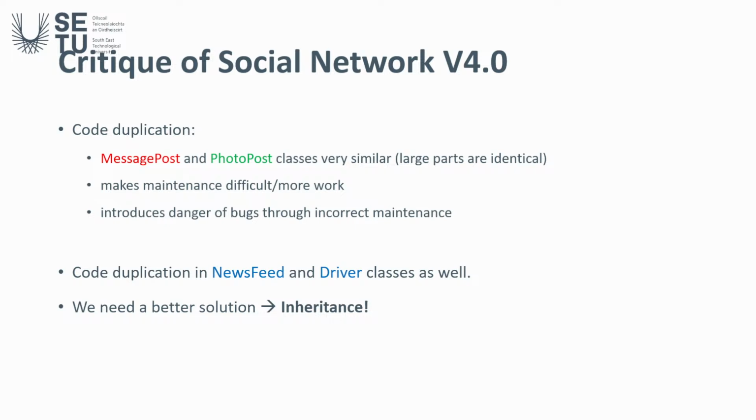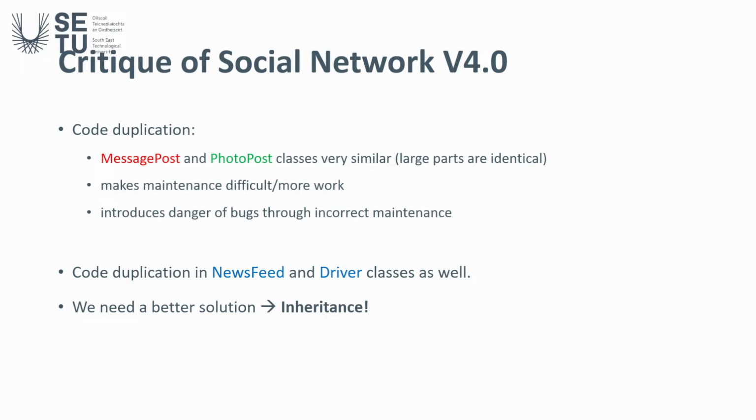Now we can see our pictures, but they're both very similar classes. In fact, large parts of their code are identical. This means that when we need to change something, we have to change it in both places. So it can make maintenance difficult and it can give the developers more work. And here's our bugs. It introduces the danger of bugs through incorrect maintenance.